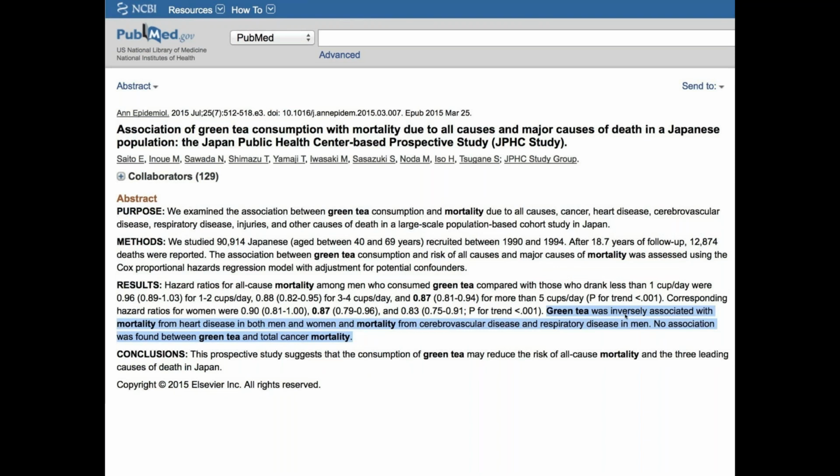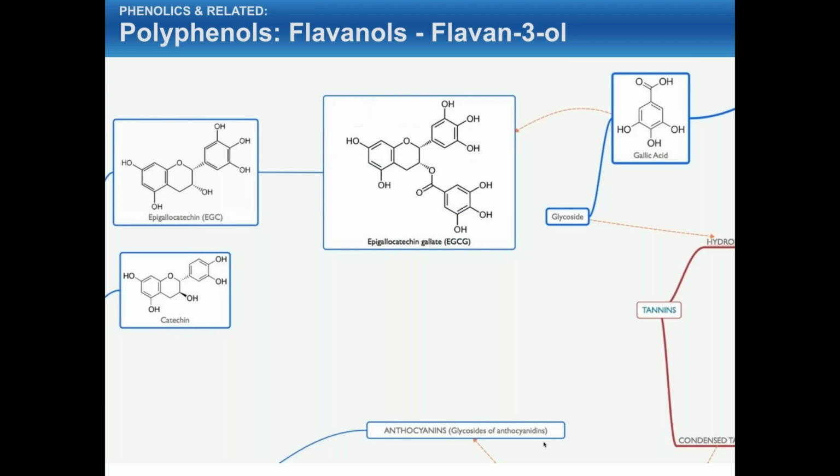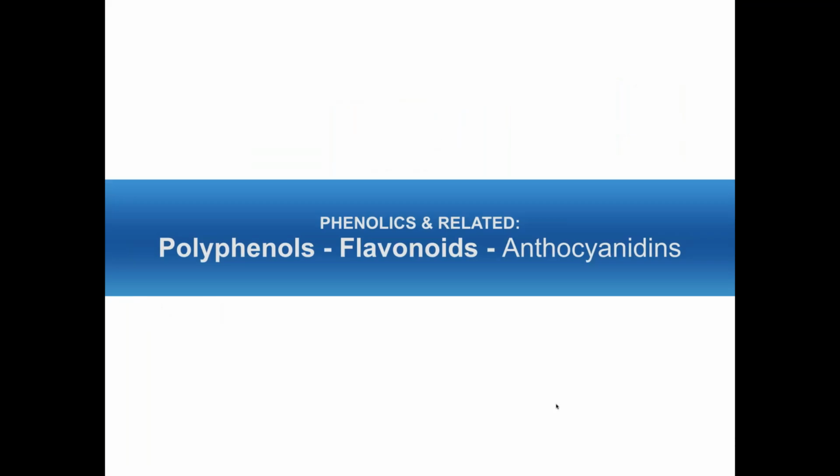So what's interesting with the green tea is what's shown to decrease mortality or death from heart disease in both men and women, but they didn't find a big association with reducing cancer risk in that study, which surprised me because I always thought of green tea as being this big anti-cancer thing, but it may not have the benefits that we thought, okay? I'm gonna do one last slide and I'll be finished.